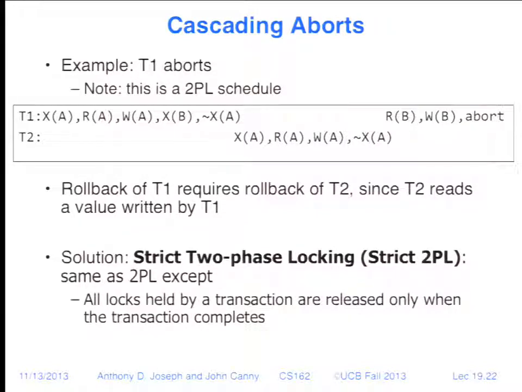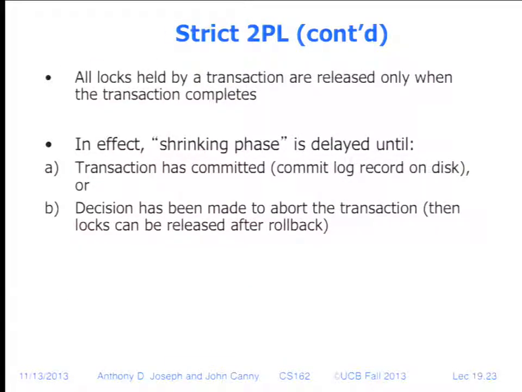By using strict two-phase locking, all the locks held by the transaction are only released when the transaction completes. So in this case, T1 is going to hold those locks all the way up until it finishes or until it aborts. So T2 won't be able to begin and update the state. All locks are held by the transaction and released only when the transaction completes. The shrinking phase is then sort of a cliff that happens right at the end of the transaction.